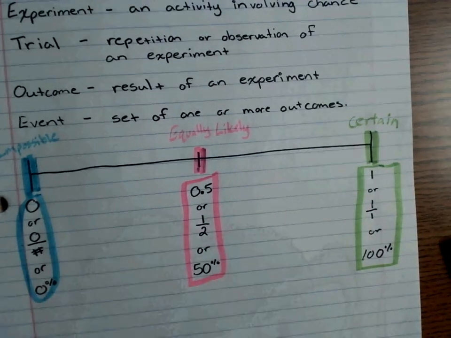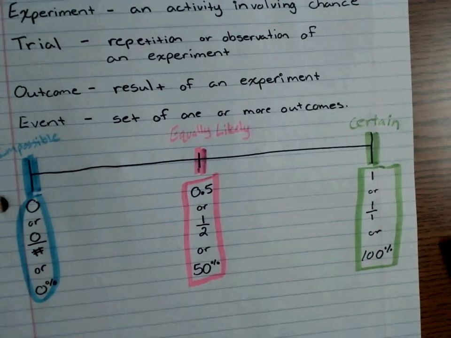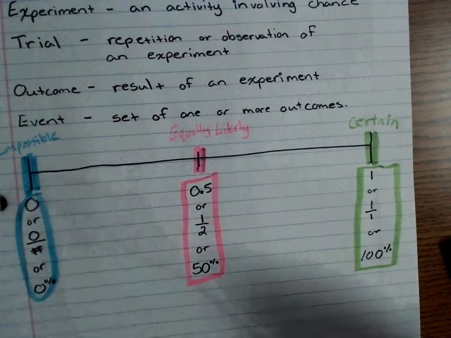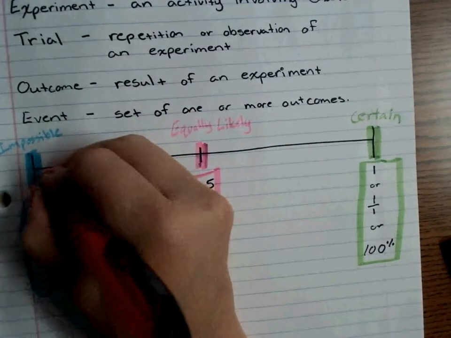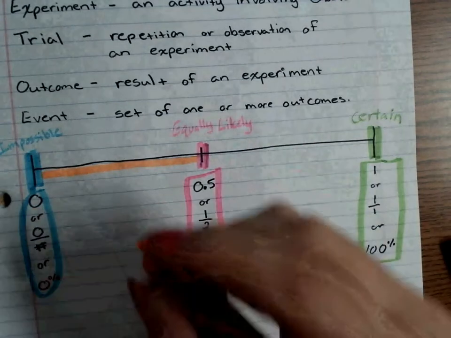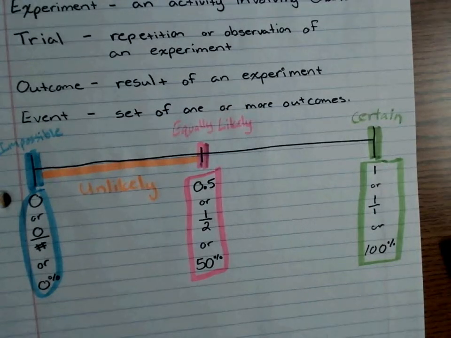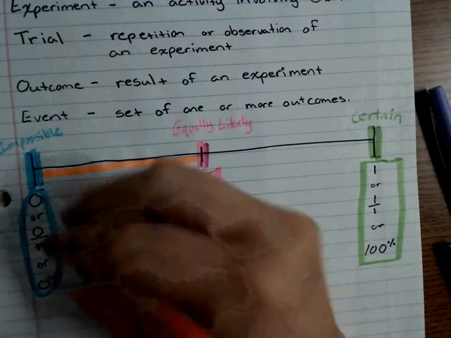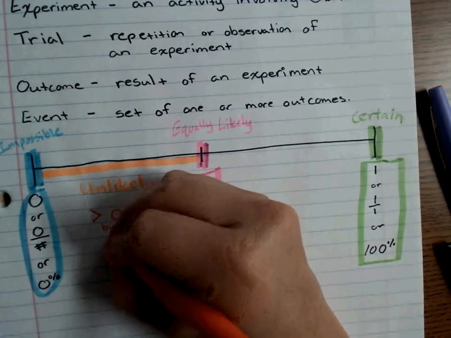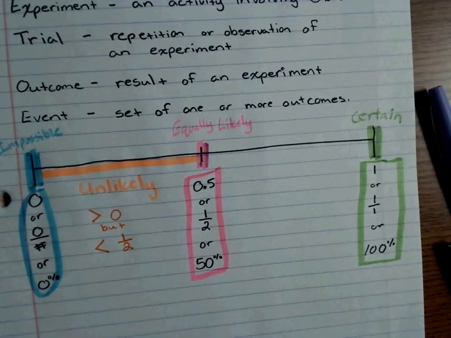Now obviously there are things that happen in between, like when we were rolling the die and we want it to land on a 5 or a 6. That was a 1/3 chance. 1/3 is not impossible, it's not equally likely, it's not certain, but it happens in between that impossible and equally likely situation. So anything that occurs between 0 and 50%, or 0 and 1/2, or 0 and 0.5, we call this unlikely. So if it's greater than 0 but less than 1/2, it's an unlikely situation.